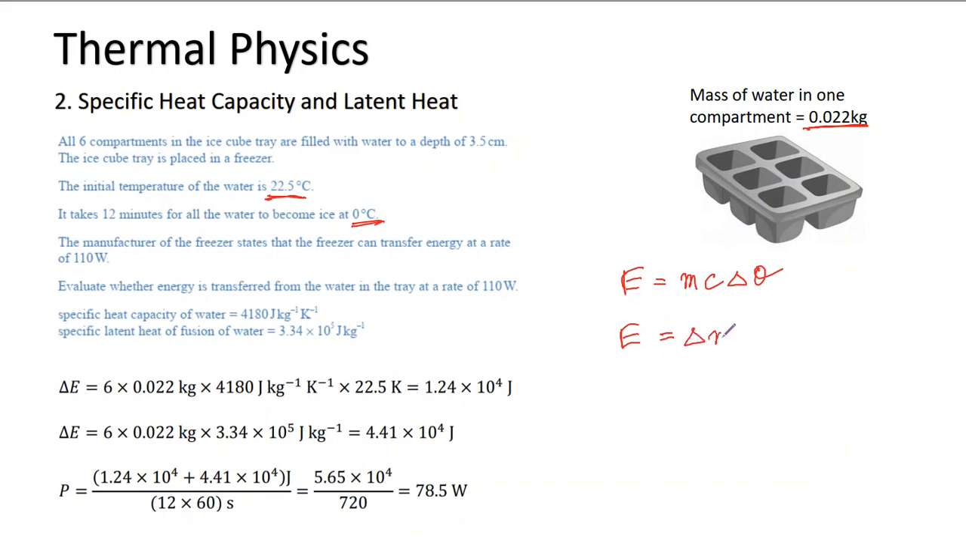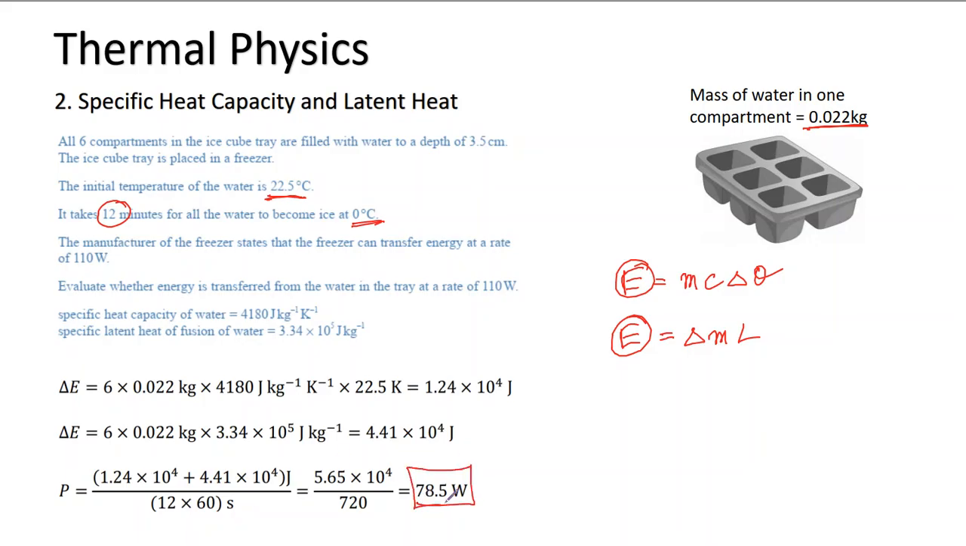So the equation is del m l. Whenever you have a question associated with state change, the equation is always del m l. So the total energy that the freezer supplies is this energy plus this energy, and we all know power equals energy by time. So these 2 energies divided by the time given in the question. Time was 12 minutes. Of course, you have to convert minutes to seconds. So this is the power.